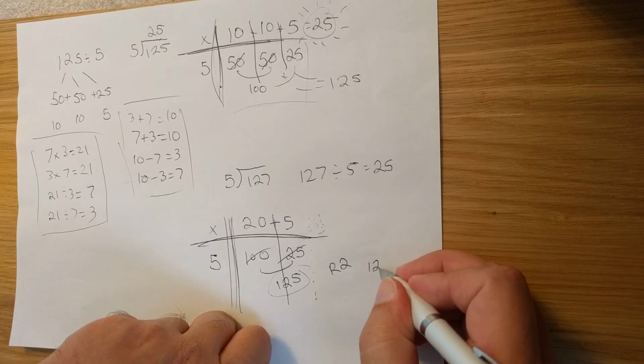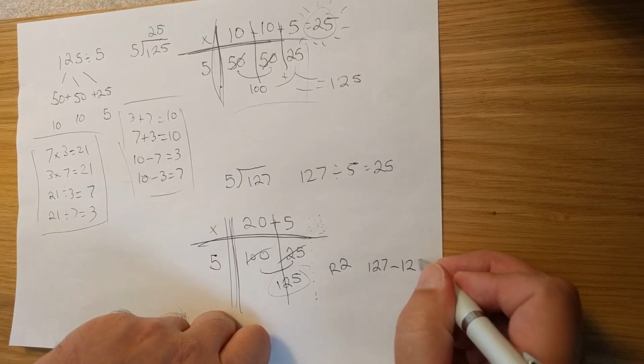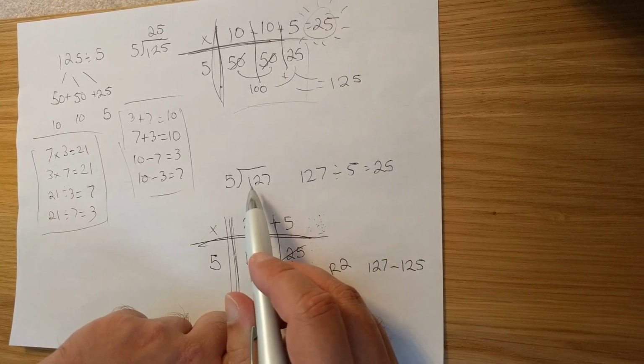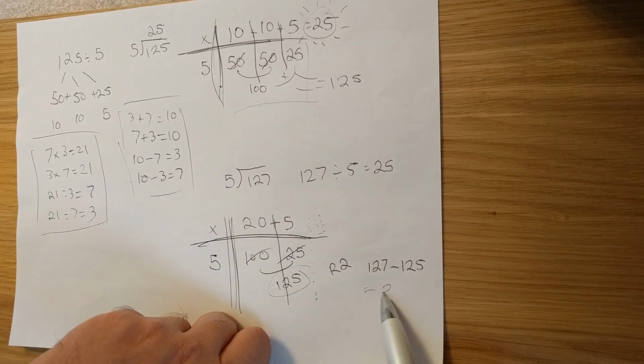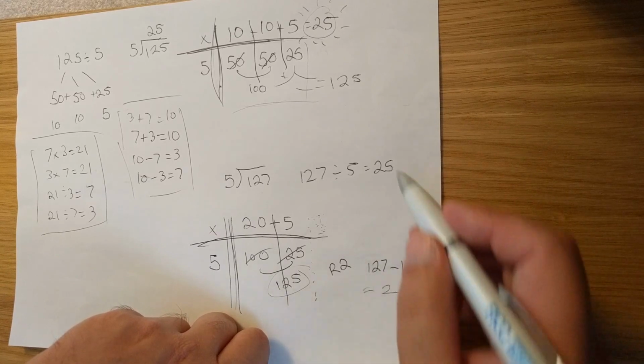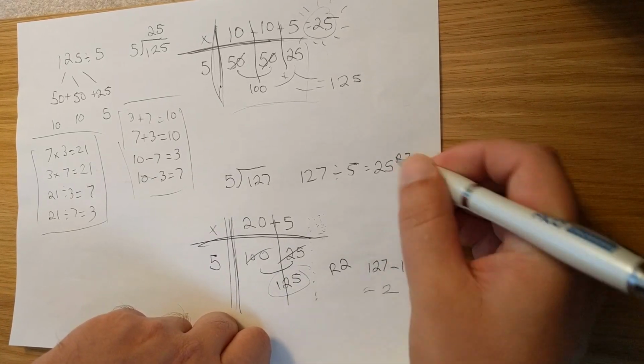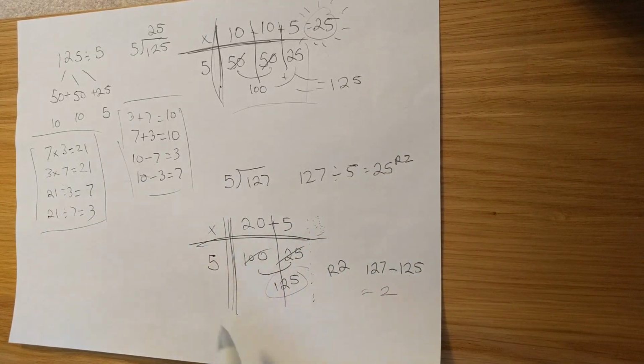I mean, I can show it another way. 127 take away 125, because we were trying to get to 127. We couldn't. We got to 125, and the answer to that, of course, is 2. So my answer is 25, remainder 2. So the array is going to take care of remainders. Let's try a bigger one.